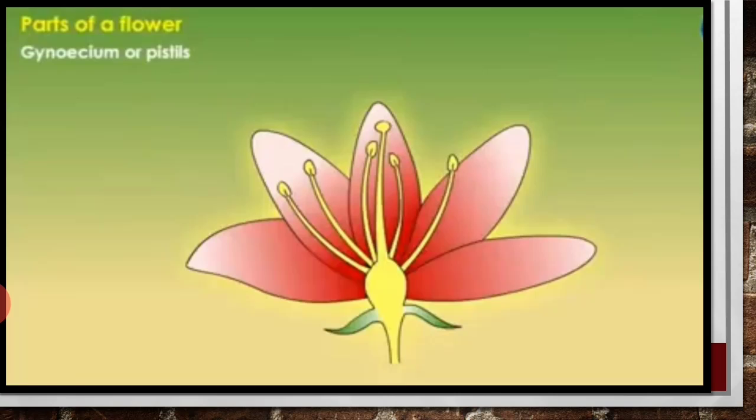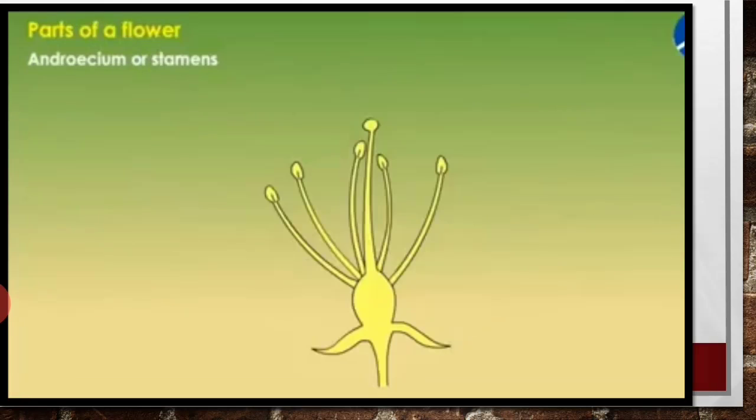If we want to see the inner part of the flower clearly, we have to cut it open. That means we have to take out the petals. We remove the petals and the sepals to see the rest of the parts of the flower. So the flower will look like this. There is an inner part and there are small tiny things coming out.